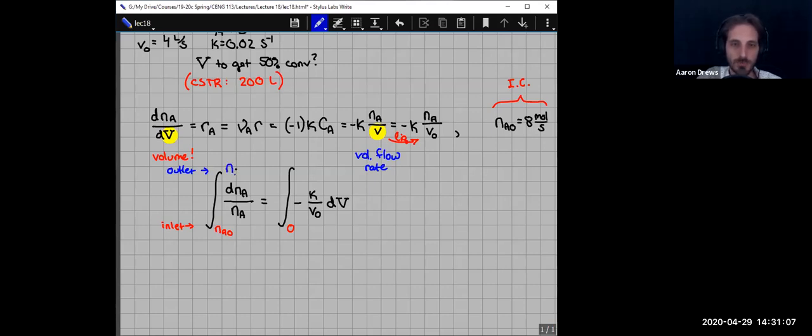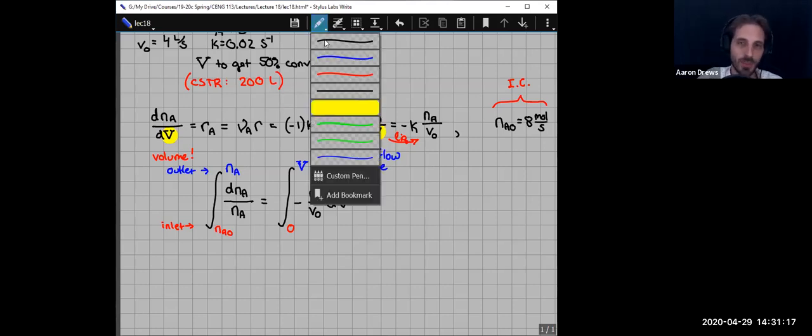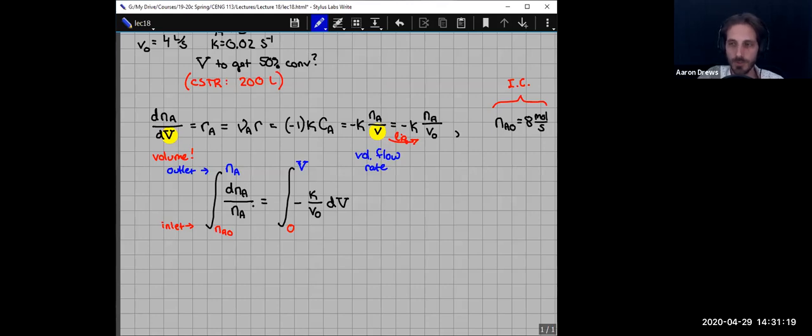We usually just abbreviate it as N sub A and V, right? It's whatever the volume is at the outlet of the reactor and whatever the N sub A is at the outlet of the reactor. If we happen to know that as a number, we can include the numbers if we want to. So for example, N_A0 is actually equal to 8 because that's our inlet condition. This came from that. That's how we knew that particular number.